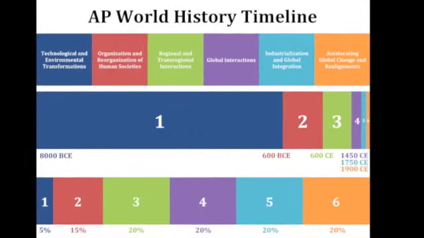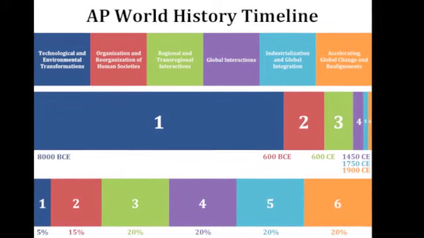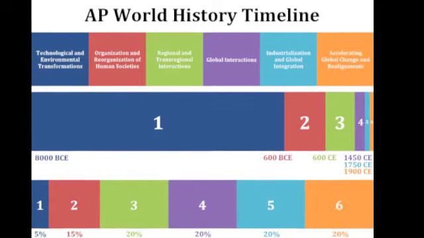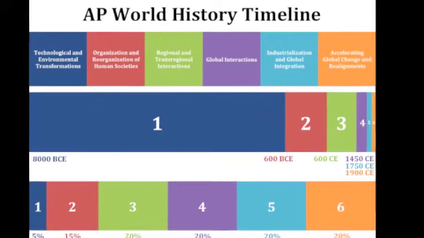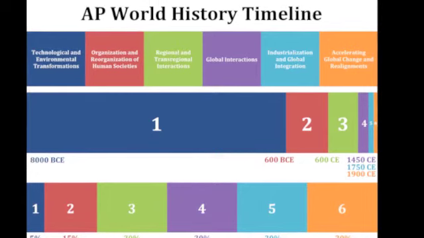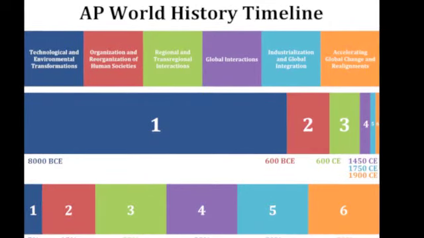We have 6 units and 3 essays to cover in this short period of time. You have your Ancient Period 1 in blue, Classical Period 2 in red, you have your Post-Classical Period 3 in green, you have your Colonial Period 4 in purple, you have your Modern Period 5 in light blue, and you have your 20th Century Period 6 in orange.